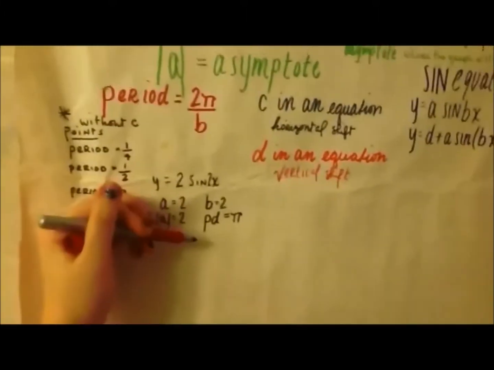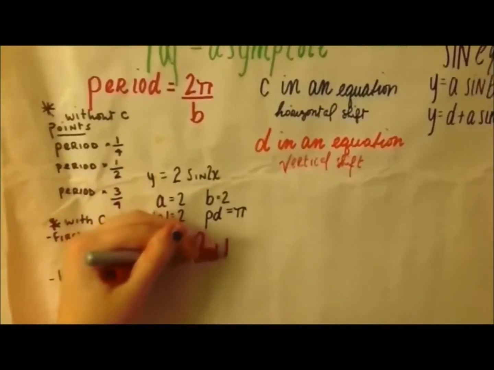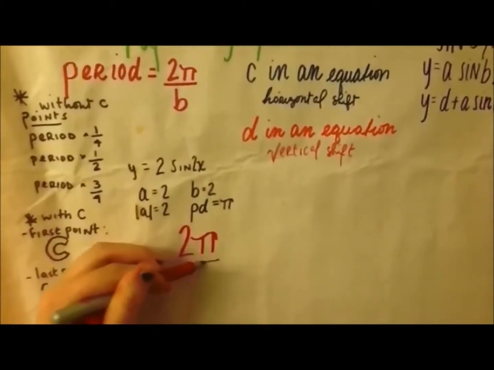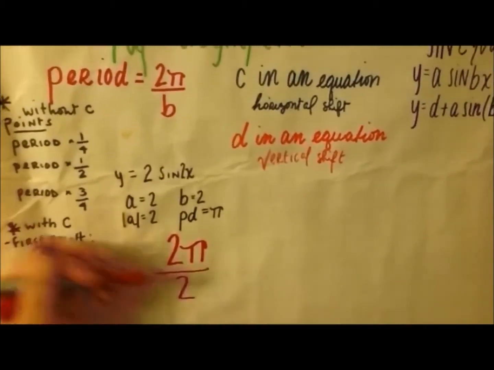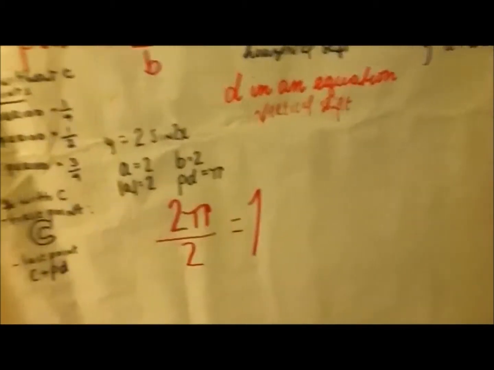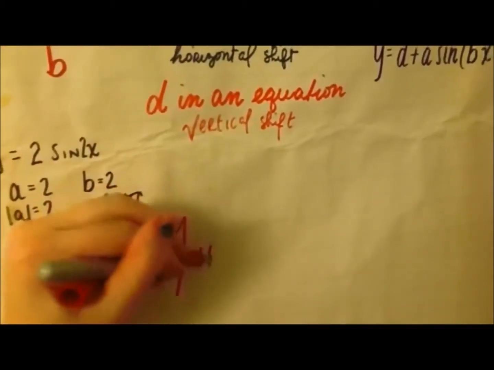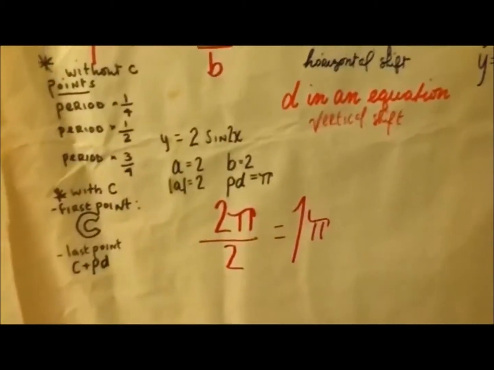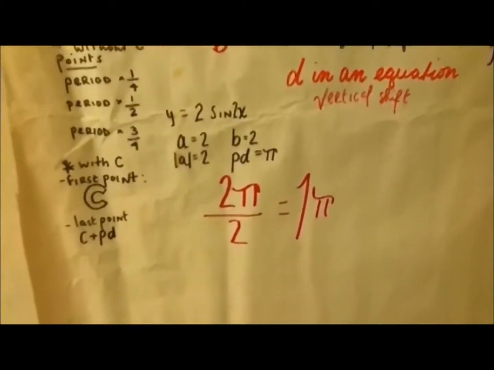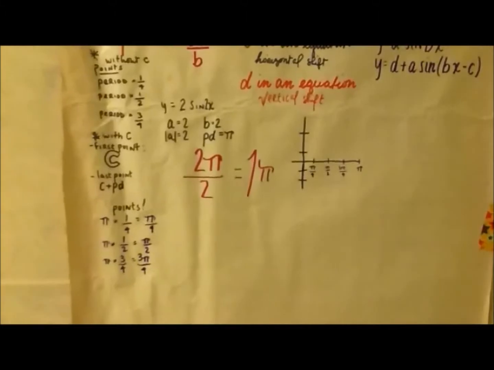So, here we go. Since the b is 2, you stick the 2 under 2 pi, and that would equal 1. Therefore, 1 pi would equal pi. So, I'm going to graph it.